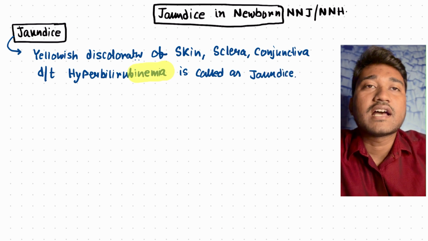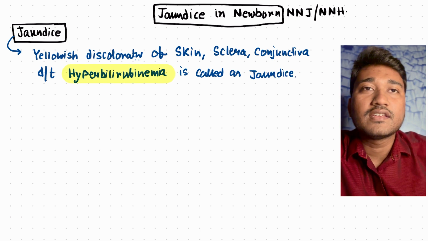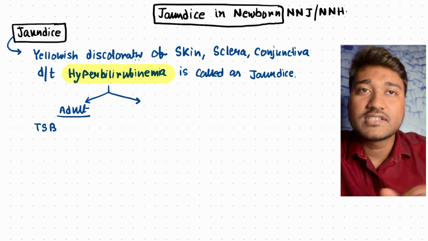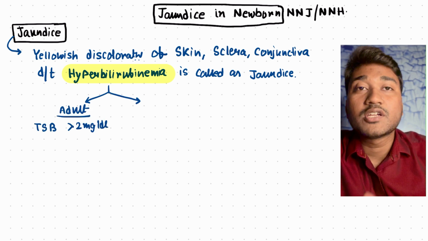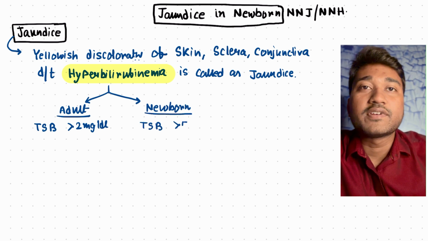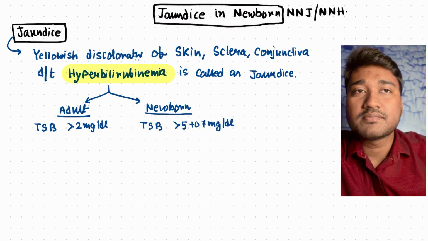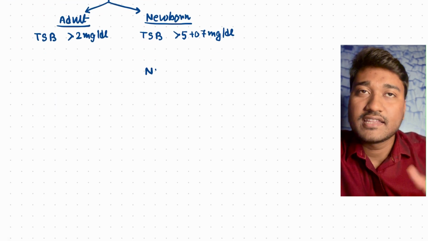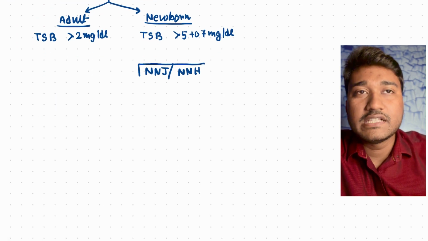So hyperbilirubinemia means increased amount of bilirubin in the blood. This bilirubin value is different. In case of adult, if the total serum bilirubin is more than 2 mg per dl, then we can appreciate the jaundice. In case of newborn, this value is a little higher, that is more than 5 to 7 mg per dl. Then only there will be a visible jaundice.